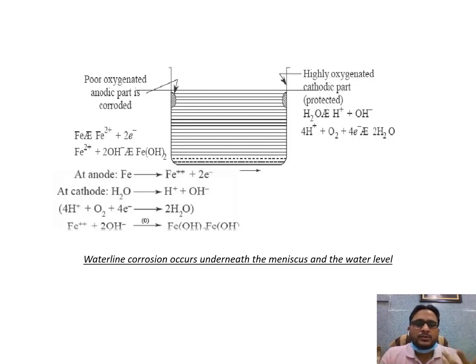For that they use certain strategies. For example, sometimes they apply coatings on the bottom of the ship, or they use other protection like anodic protection or cathodic protection in order to protect that particular region immediately below the waterline from corrosion. Otherwise the ship starts corroding from the bottom and very soon it may sink. So this is about waterline corrosion.